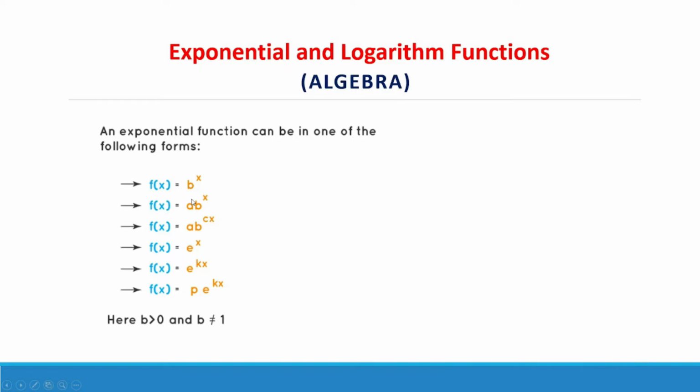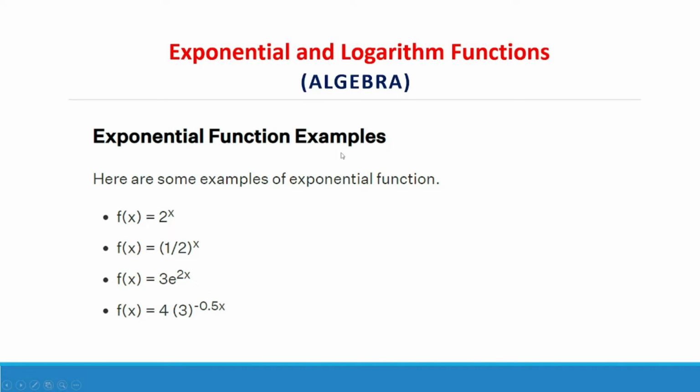f(x) = b exponent x. f(x) = a times b exponent x. And f(x) = a times b exponent cx. f(x) = e exponent x. f(x) = e exponent kx. And f(x) = p multiplied by e exponent kx. Here, b is greater than 0 and b is not equal to 1.